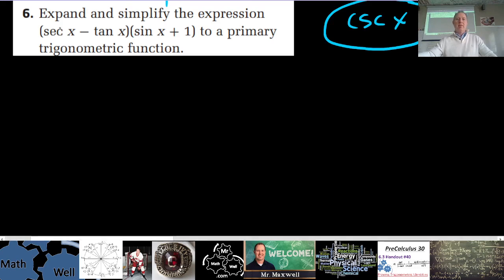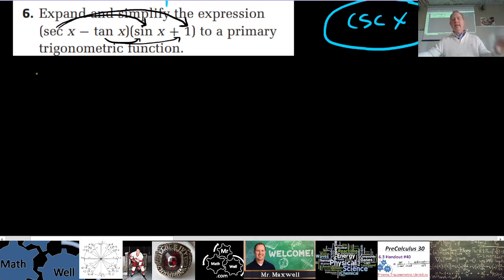So expand and simplify. That's another tool in the tool belt that we can do to simplify things. So when we do that, we're going to multiply. We're going to do FOIL method, really, right? We're going to take this first term, multiply it into both those, and then take the second term and multiply it into both those. All right, let's see what we get here. So secant x times sine x.